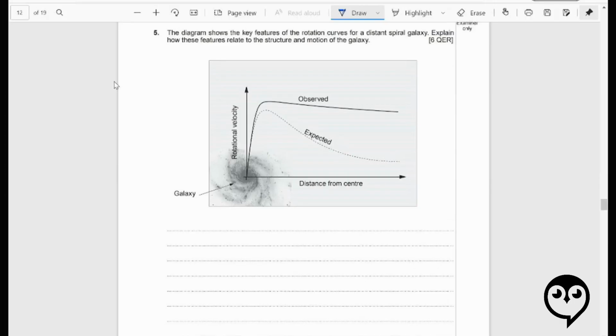On the same paper, we've got a number 5. The diagram shows key features of the rotation curves for a distant spiral galaxy. Explain how these features relate to the structure and motion of the galaxy. A lovely little QER. If you're studying the WJEC or Eduqas curriculum, you will have seen this, you will have talked about this.